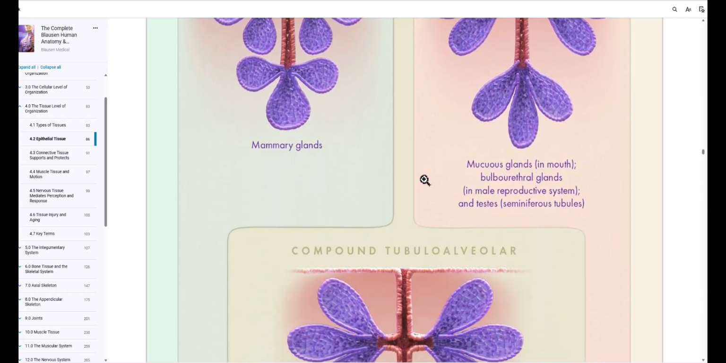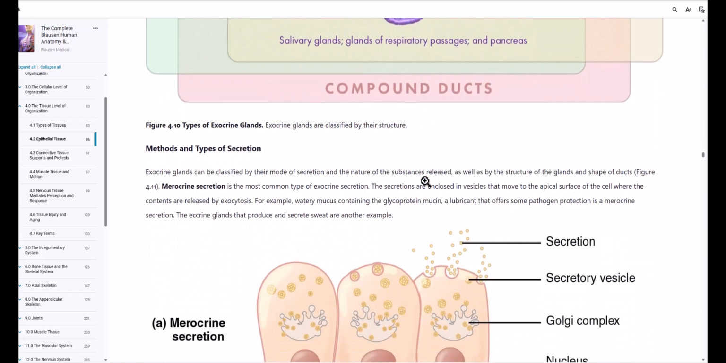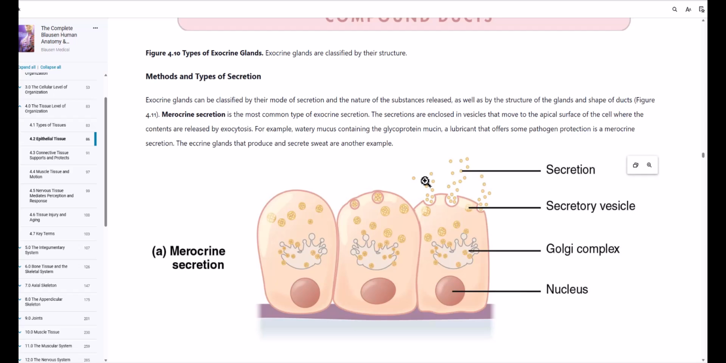What I do also want you to focus on for a moment is the way by which these glands release the material. And there's 3 different methods or modes of secretion, and these are important. Number 1, merocrine. Let's look at what we've got here.